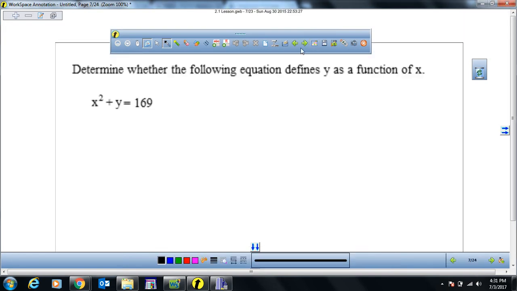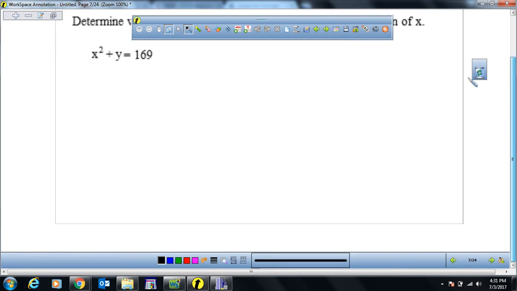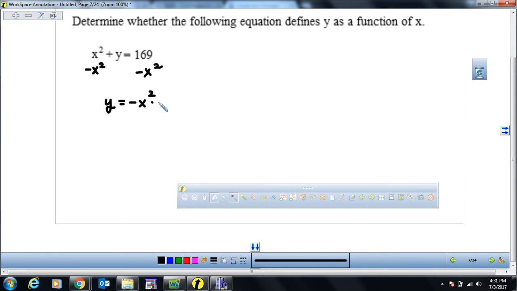Alright, so let's take a look at the first example here. Then I'm going to give you a better idea of what makes a function in terms of an equation. So we've got x squared plus y equals 169. If we solve this equation for y, all I have to do is subtract the x squared from both sides. That's going to give me y equals negative x squared plus 169. So let's say, for example, that we want to create a little table for this.